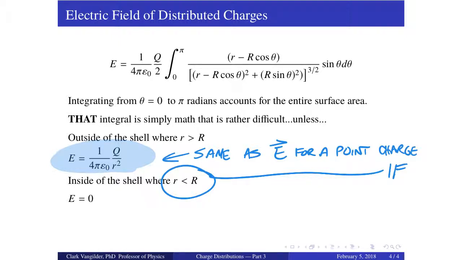And then inside, it's 0. The math would bear that out as well. We'll have several ways that will come out why the electric field on the inside of something is 0. But the fact that all the charges want to get away from each other means they wouldn't collect in the middle. Duh.